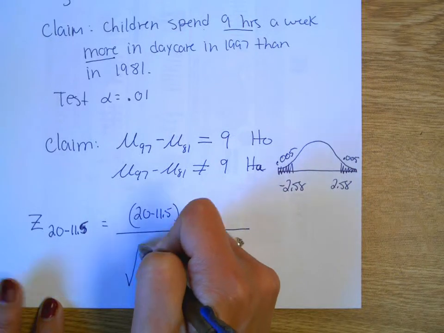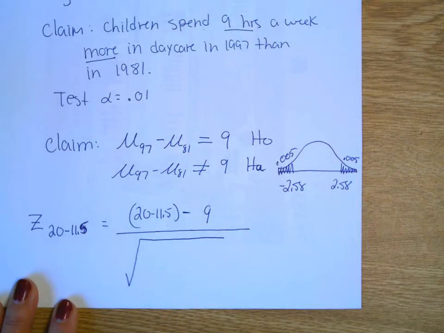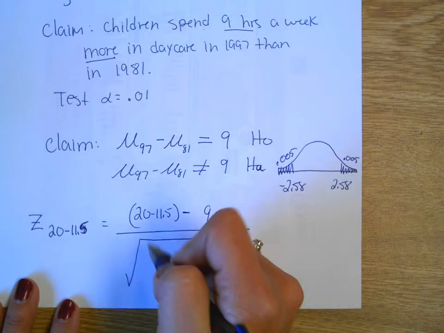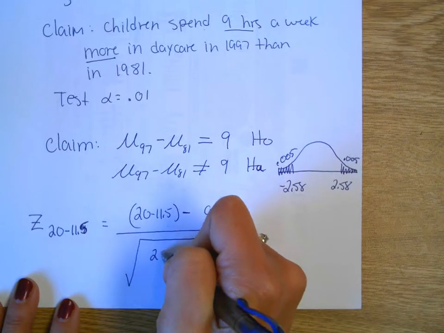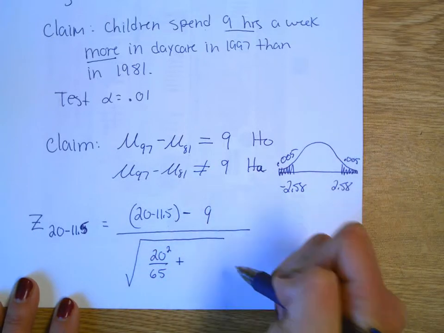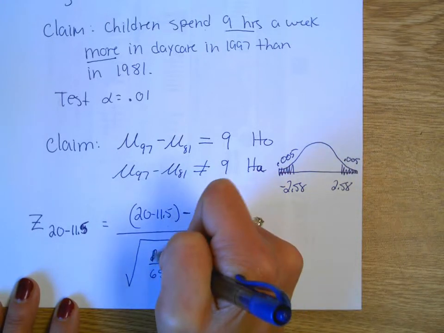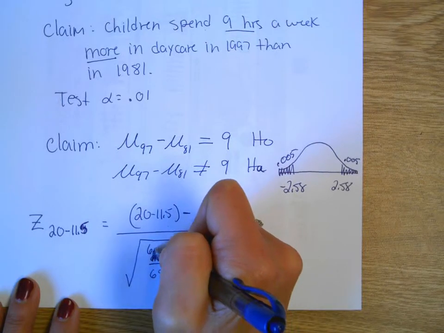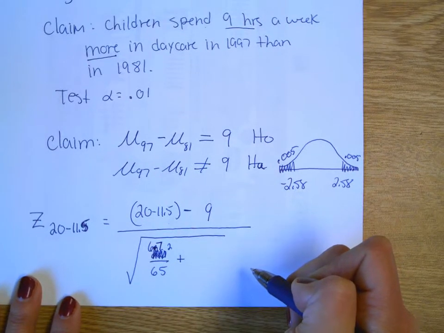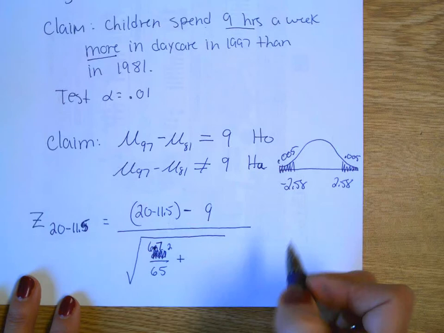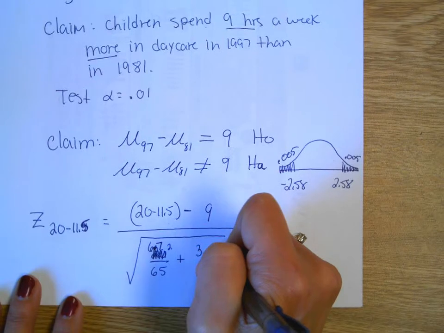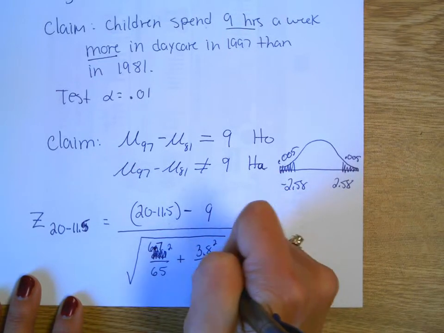And then the bottom's that ugly square root, where I need the standard deviation squared over the sample size. So that's 20 squared over 65. Wait, standard deviation is, oh, 6.7 squared. I grabbed the wrong one. 6.7 squared. Yeah, you were really freaking me out. Looked at the wrong thing. Okay, and then 3.8 squared over the 70.